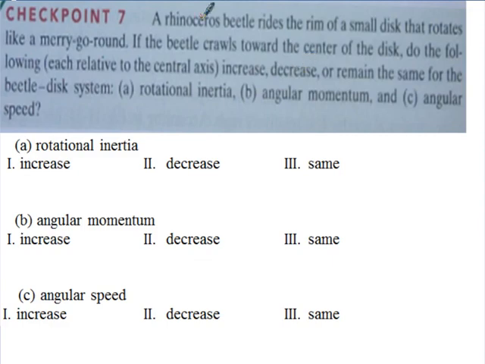Okay, another checkpoint. We got a beetle. It's a rhinoceros beetle, if that freaks you out, on the rim of a disc. This is a lazy Susan. I don't know about you, we don't got any rhinoceros beetles on our lazy Susans. The beetle, usually it's a cockroach, crawls towards the center, and I want you to consider: does the rotational inertia increase, decrease, or remain the same? Does the angular momentum? Does the angular speed, as that rhinoceros beetle crawls from the rim towards the center? Go for it, you smarties.